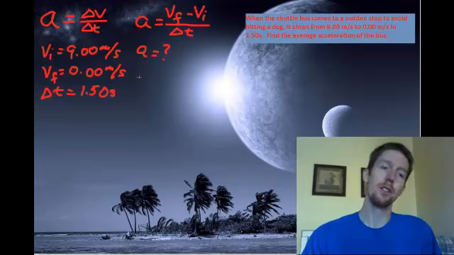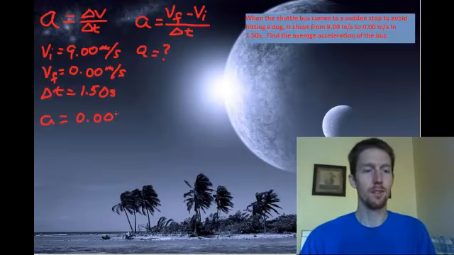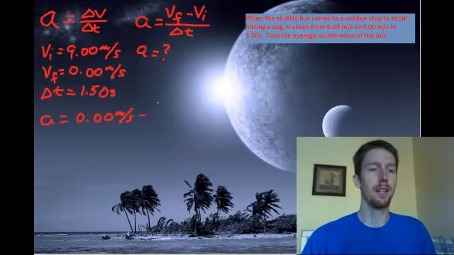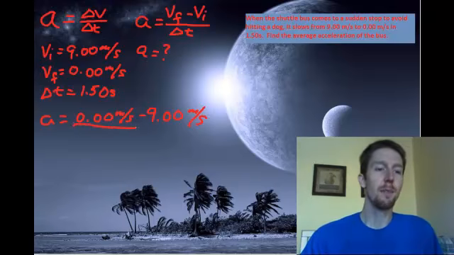So we have our information, we have our equation. All we have to do now is take this information and plug it in. So we have a equals the final velocity. The final velocity is 0.00 meters per second, minus the initial velocity. The initial velocity is 9.00 meters per second. All of this is divided by the time period, which is 1.50 seconds.